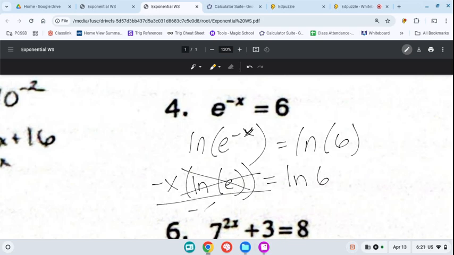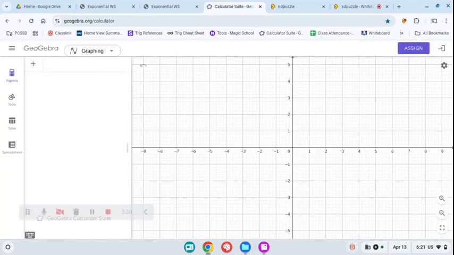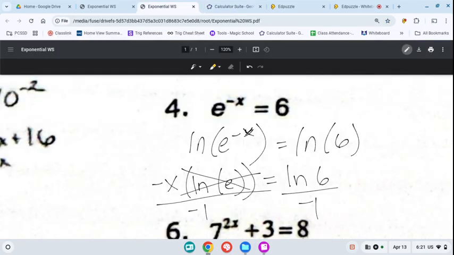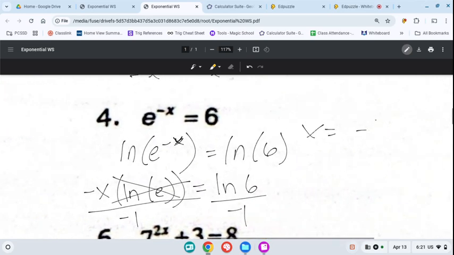I'm going to divide that by negative 1 because I need to get that off. Let me go to GeoGebra and look that up because I don't have my calculator, the natural log of 6. We're going to go divided by negative 1. So the answer is negative 1.79. So x equals negative 1.79. That's what you should have.